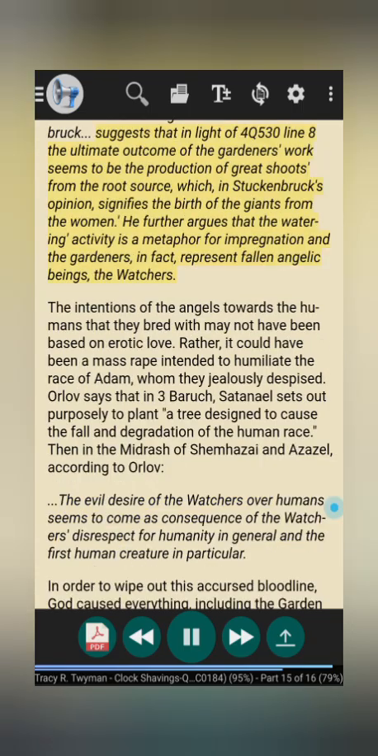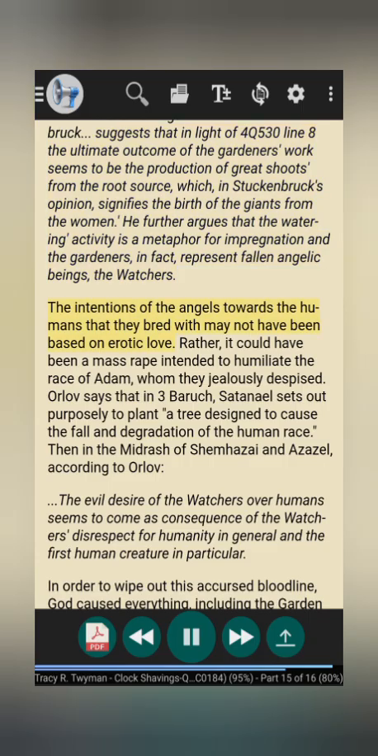Lauren Stuckenbrook suggests that in light of 4Q530 line 8, the ultimate outcome of the gardeners' work seems to be the production of great shoots from the root source, which, in Stuckenbrook's opinion, signifies the birth of the giants from the women. He further argues that the watering activity is a metaphor for impregnation, and the gardeners, in fact, represent fallen angelic beings, the watchers.